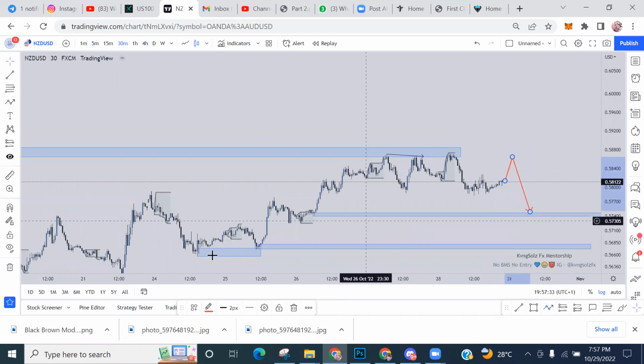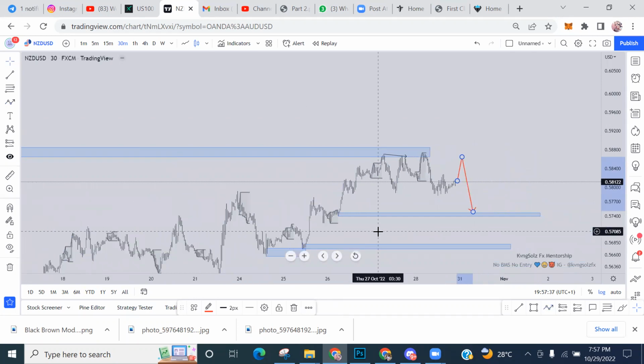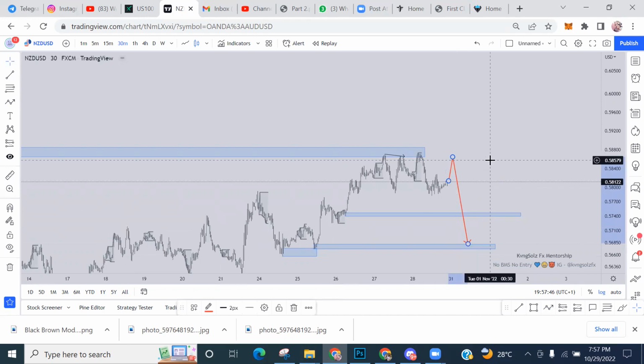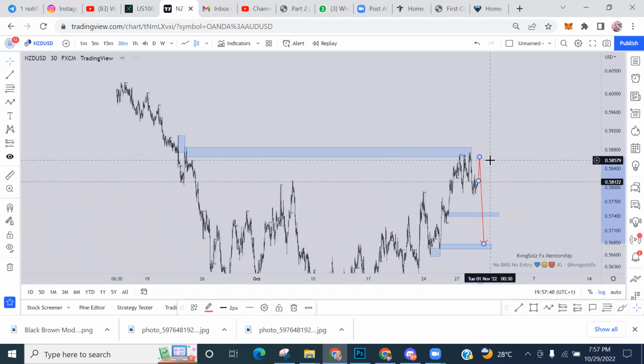Why are you buying from here? Because it has done what? First touch and you're waiting for second touch. It doesn't make sense. So sell, have your TP here, or if you are really strong, you can just aim for this TP. You understand me? And you are good. So this is how I do my top-down analysis.